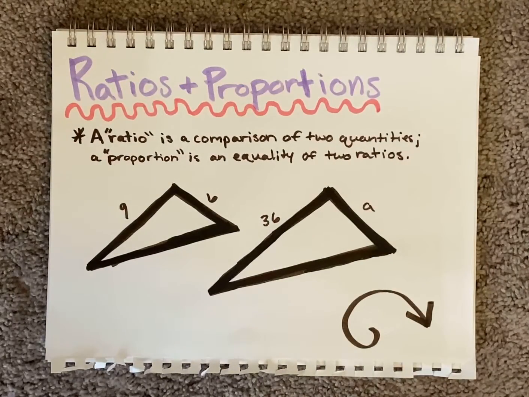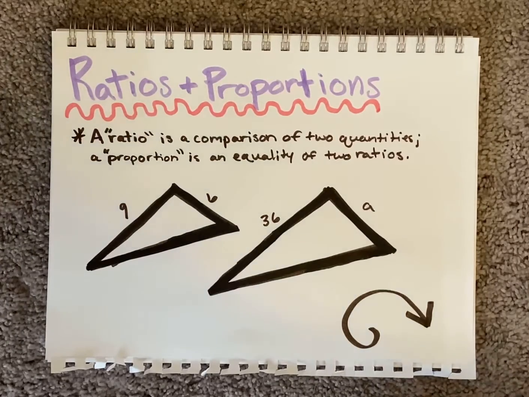Ratios and proportions. I want to review ratios and proportions and how we could use their similarities to prove what a missing side or possibly an angle might be. Now, a ratio is a comparison of two quantities. Now, a proportion is an equality of those two ratios.